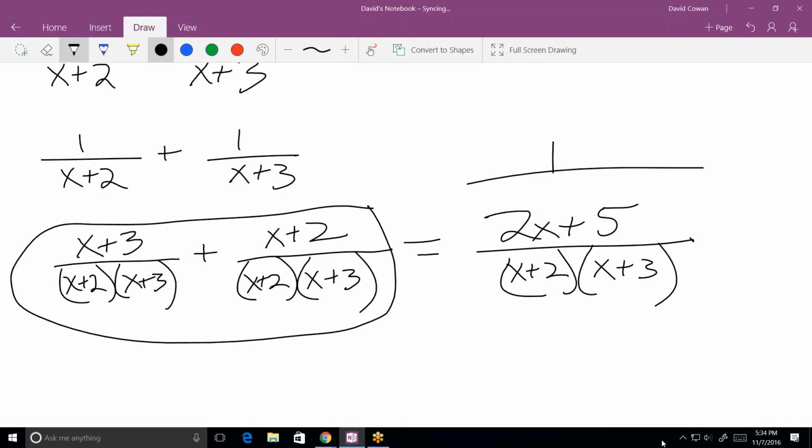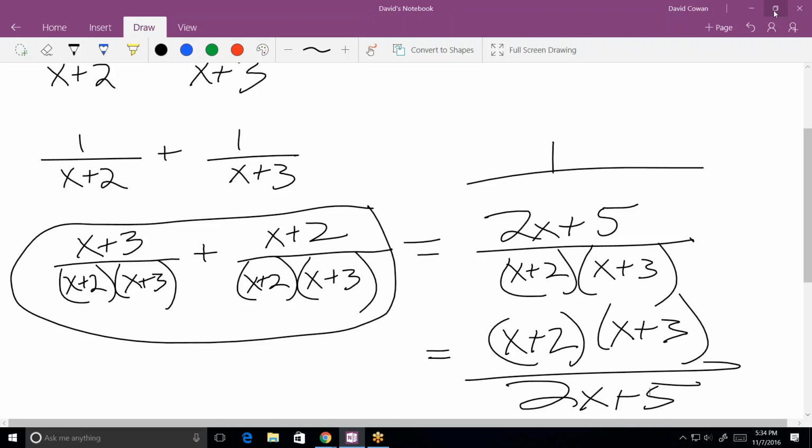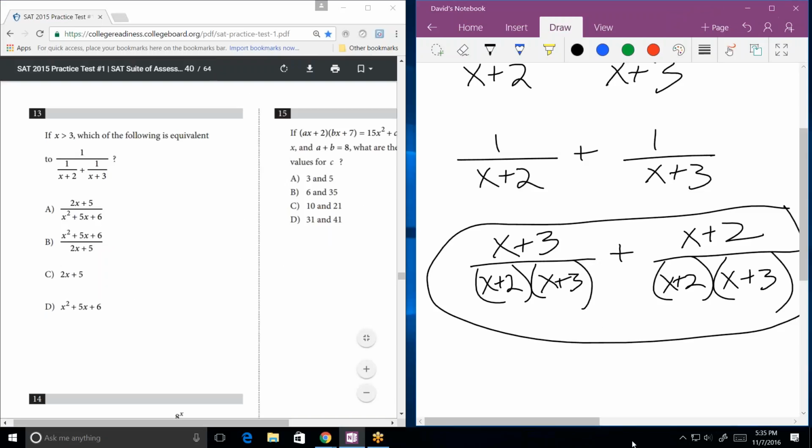Whether I multiply these out or not, I basically have it in the form of a single rational quotient. So the answer is going to be x plus 2 times x plus 3 all over 2x plus 5, or having those multiplied together. Let's look at the answers and see which ones they have. It would be B. They did go ahead and multiply them together.